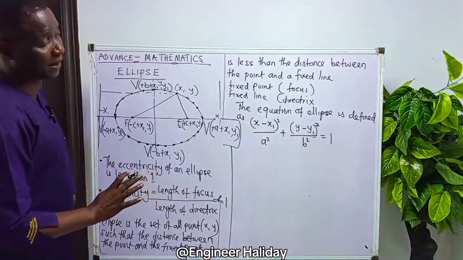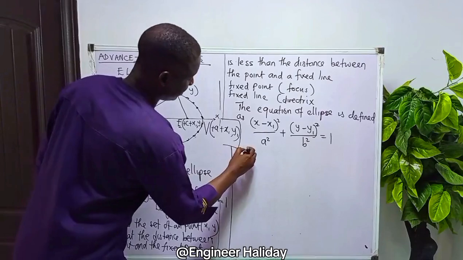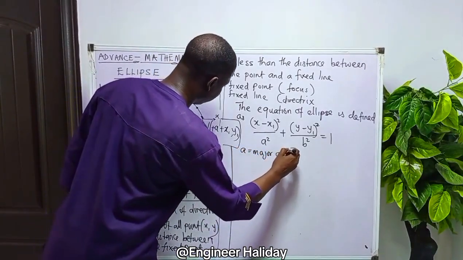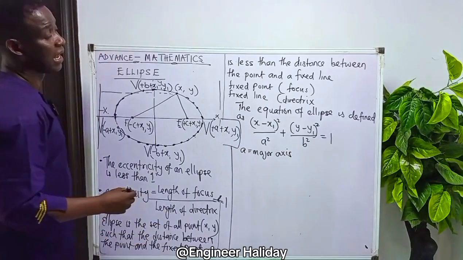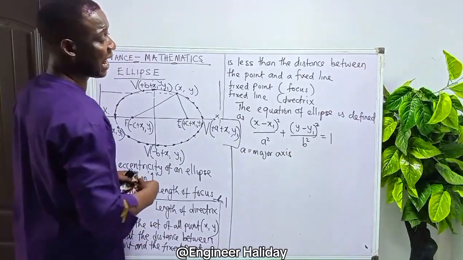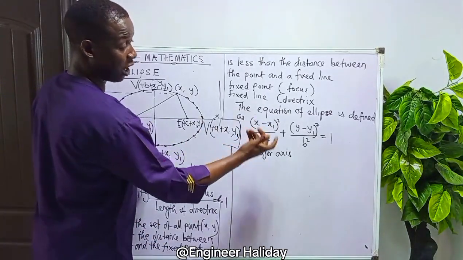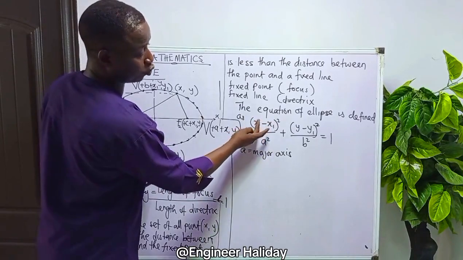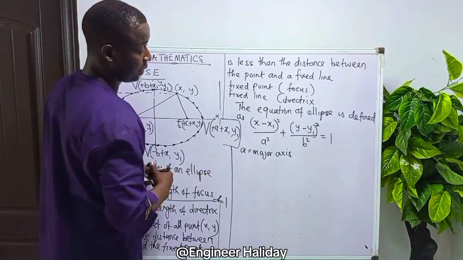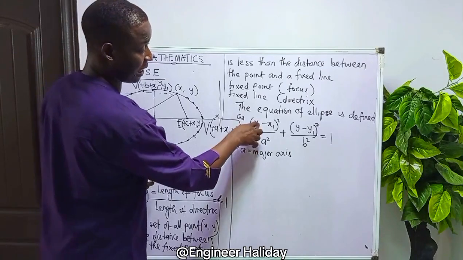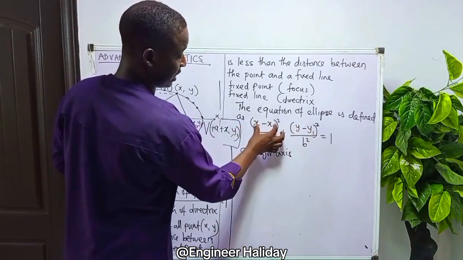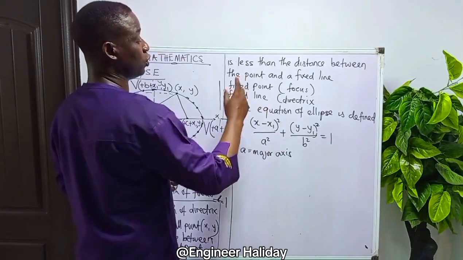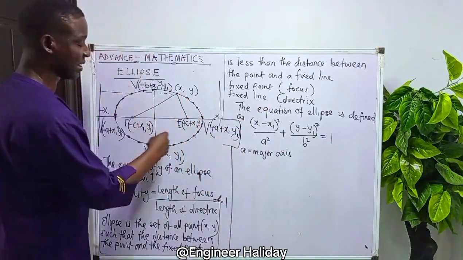Now let me define the parameter very well. A is what we call the major axis. The major axis here lies along the x-axis. How do I know? If you check, the x coordinate is on top of A. So A is along the x-axis. If I bring this one here and bring this one here, that means the major axis will not be along the y-axis. The diagram will be different.